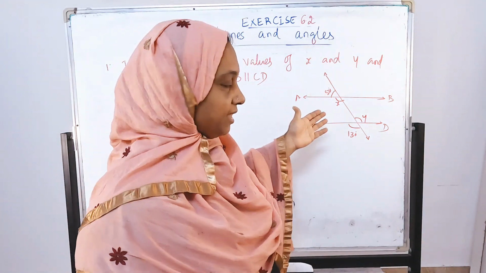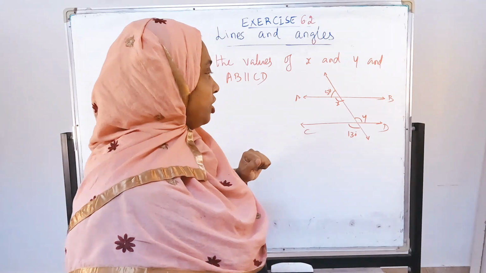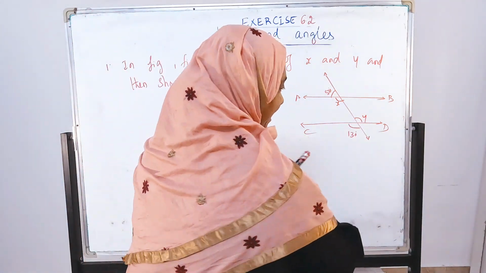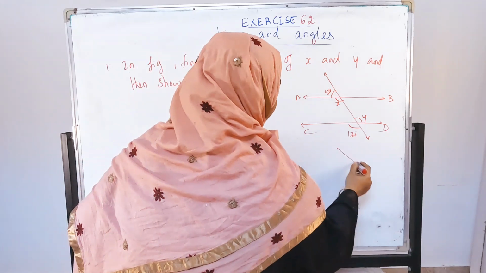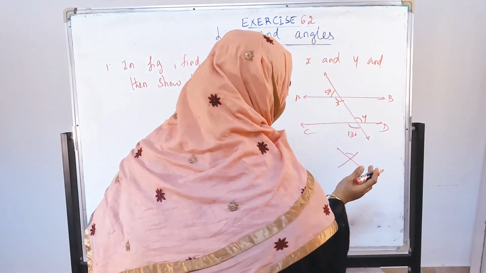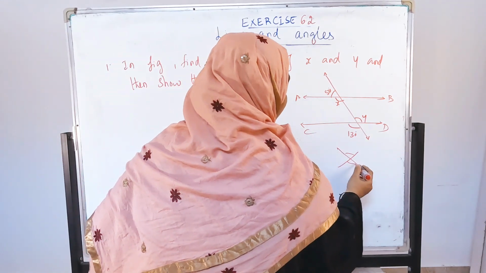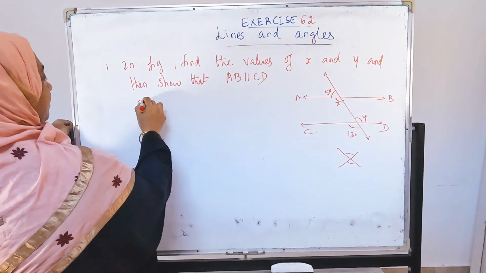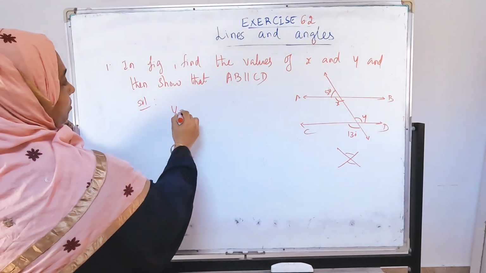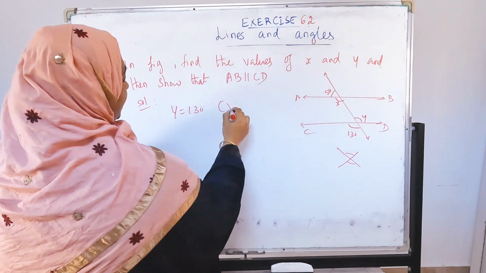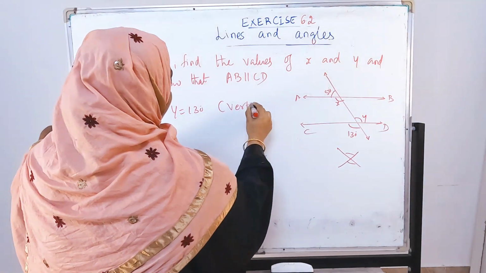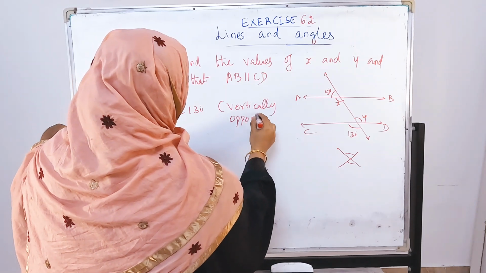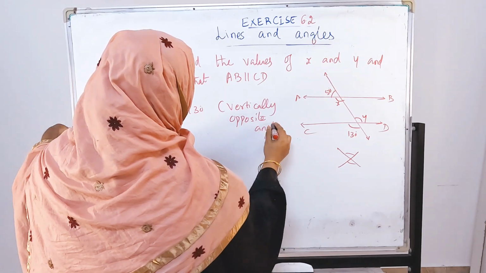So which property is coming in this one? We will check. First, both of them have x like this. Seeing the same angle, the same gap, it is a vertically opposite angle. So y equals 130 degrees. Solution: y equals 130 degrees because vertically opposite angles.